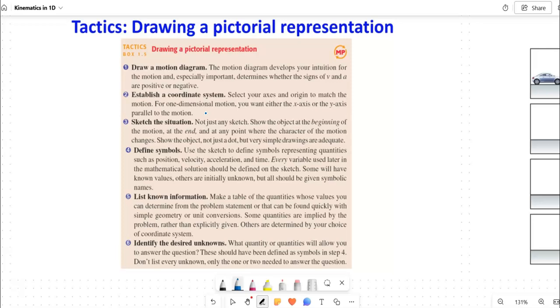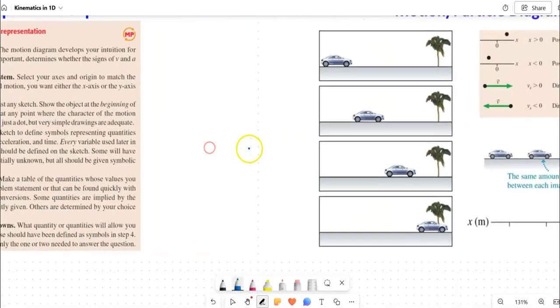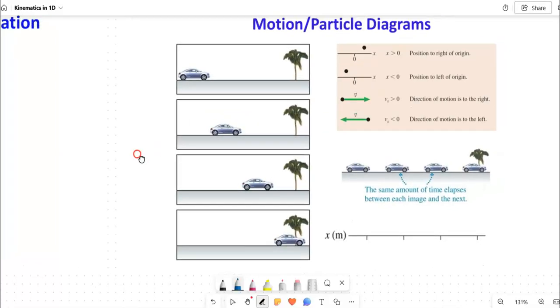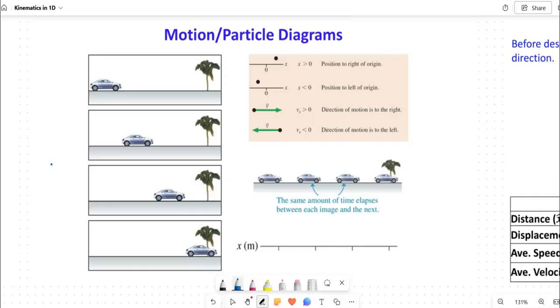So we're going to take a look at these pictorial representations right here, and I'm going to train you on how to create a motion diagram. They are one of the most powerful tools that we could use besides equations that can help us visually see and immediately calculate velocity, displacement, distance, and speed. Okay?